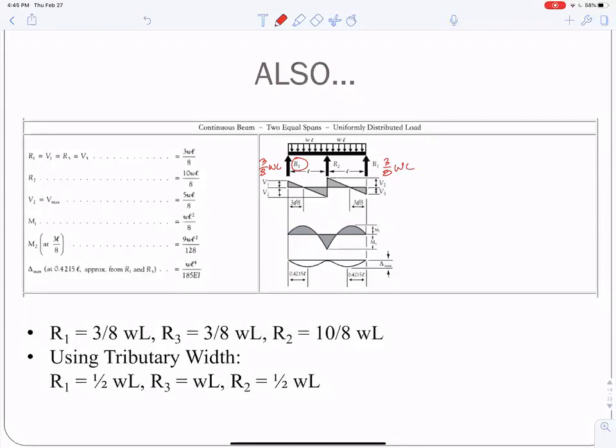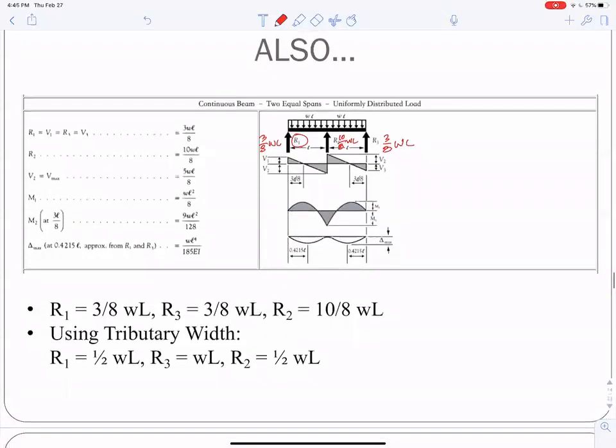And that makes this middle one 5/8 times 2, so 10/8 WL. And we don't even think twice about using tributary widths to assign loads to neighboring parallel beams. If we use tributary widths, we would use 1/2 WL on the two outside reactions and WL in the middle. And we wouldn't even think twice about that. Whereas the real answers are 10/8 and 3/8.